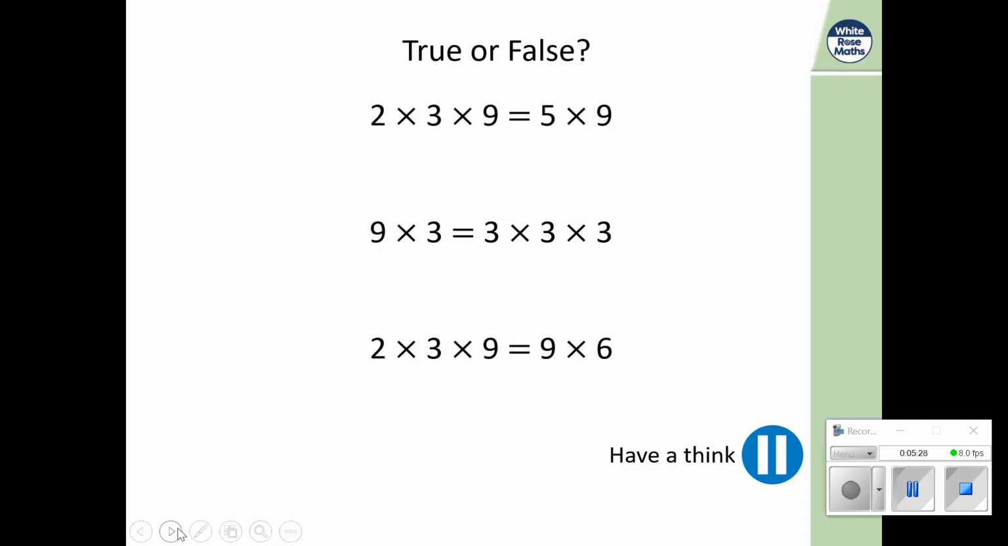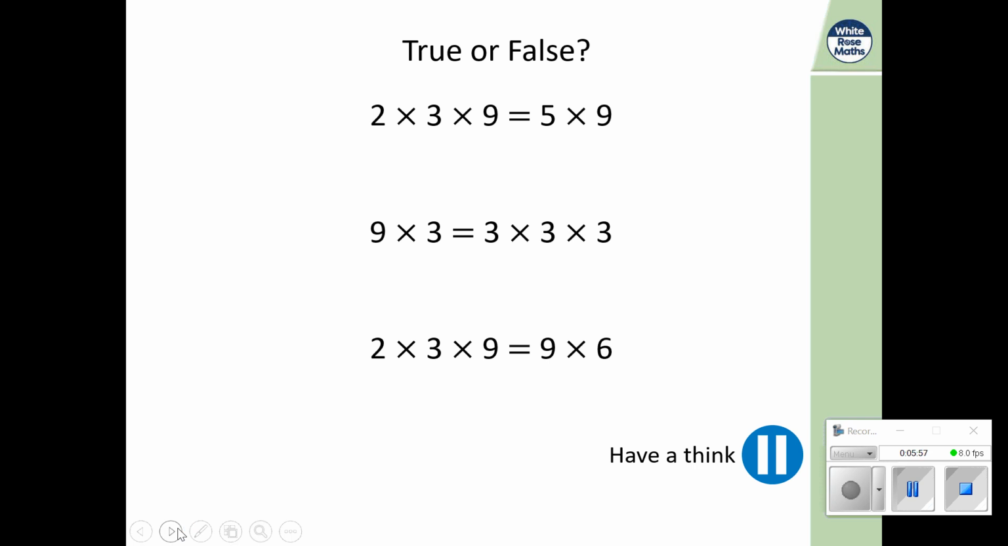Right, I'm back. True or false? 2 times 3 times 9 equals 5 times 9. 9 times 3 equals 3 times 3 times 3. And 2 times 3 times 9 equals 9 times 6. Okay, just pause the video here. Think about this. Maybe jot down your ideas on a piece of paper. And when you're ready, press play and I'll continue.